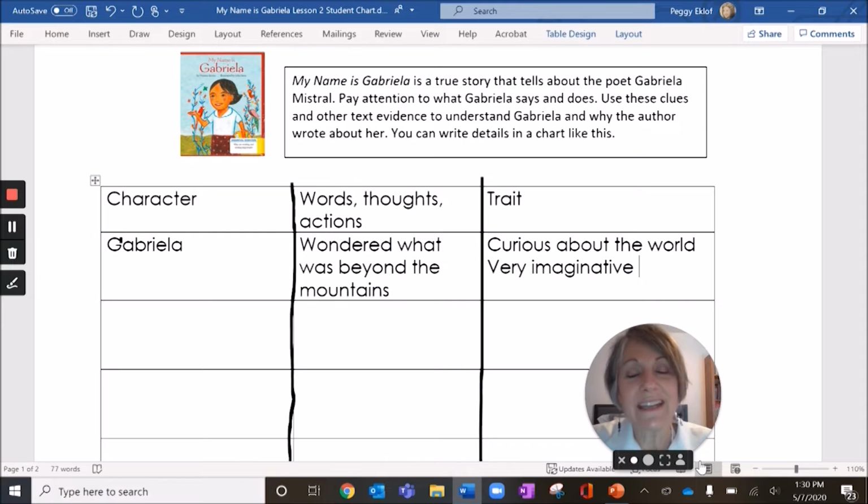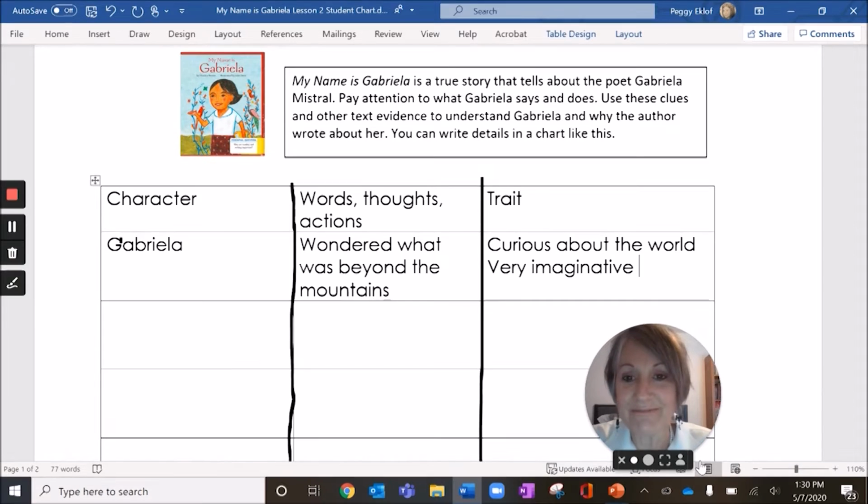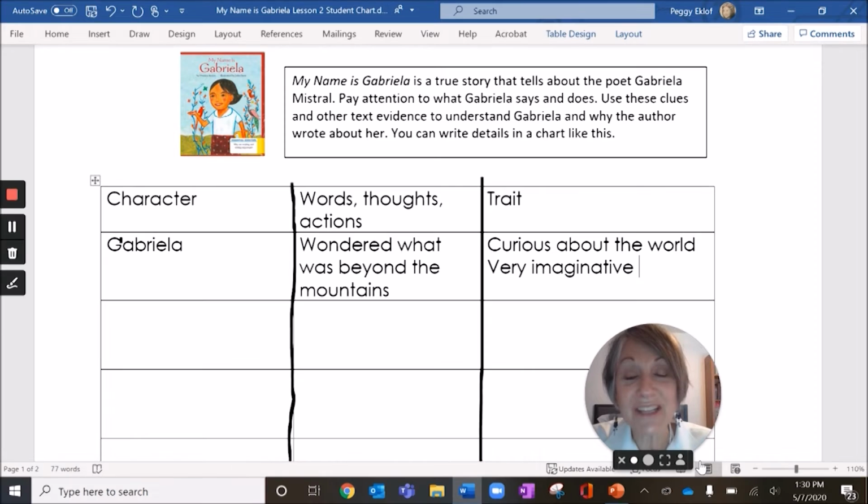You can record that in any way that works for you. So let me review. We're talking about the character of Gabriela today. We noticed that she wondered what was beyond the mountains and that she was curious about the world and very imaginative. That's what that showed us. Let's go back to our text and see what else we can find out about her.